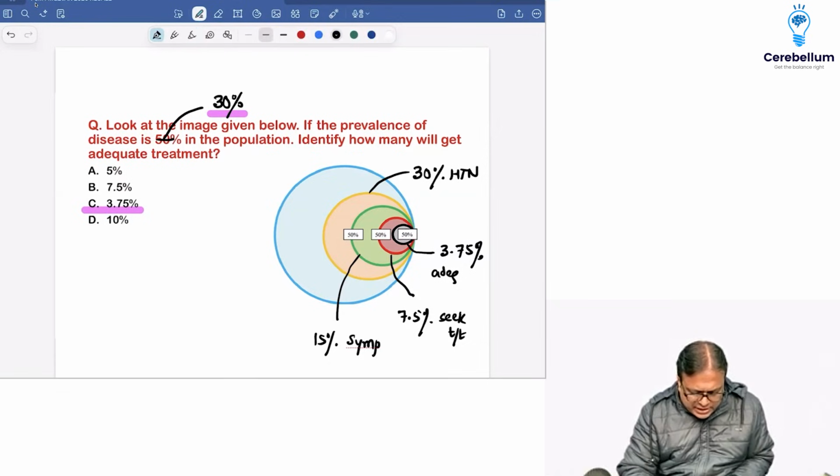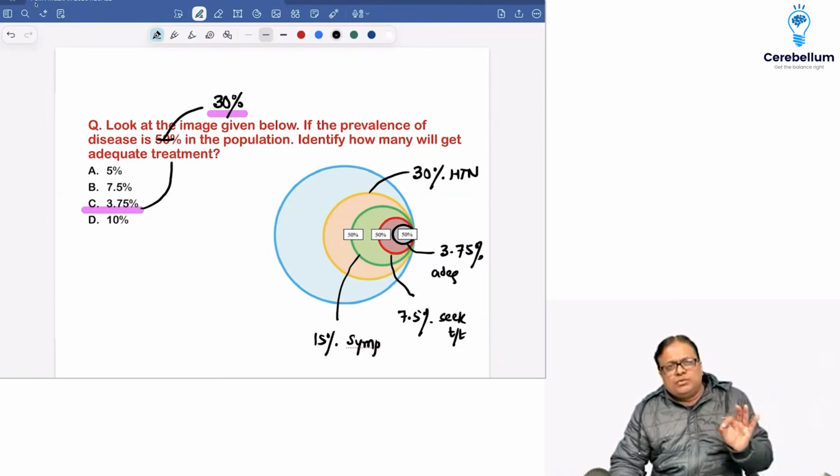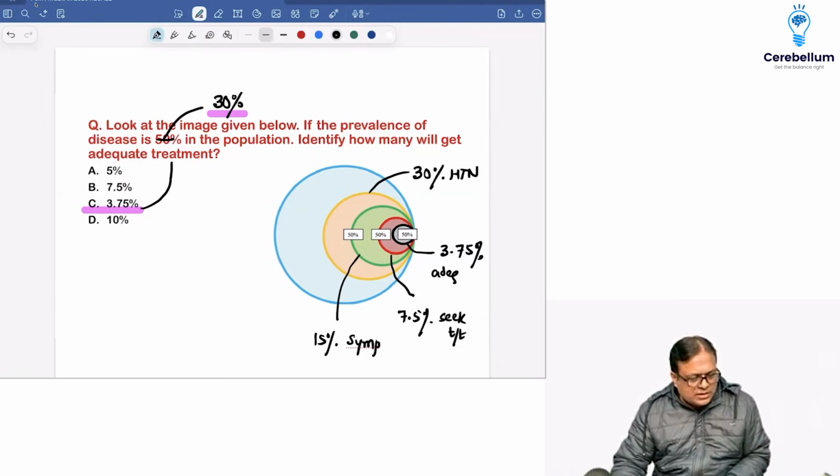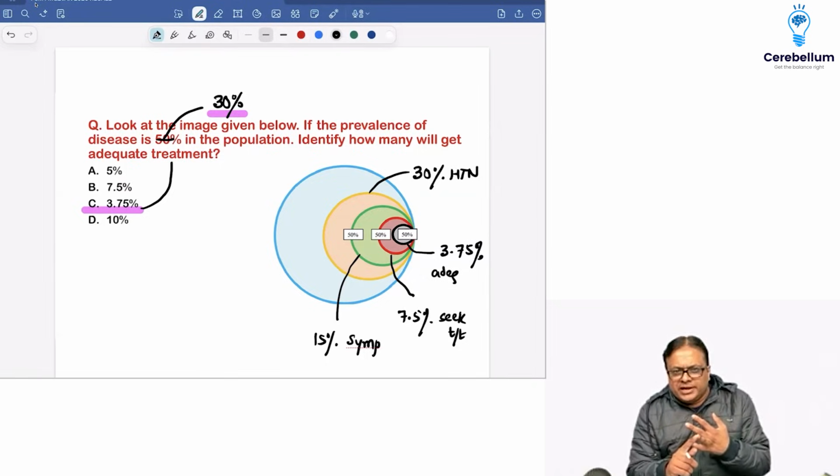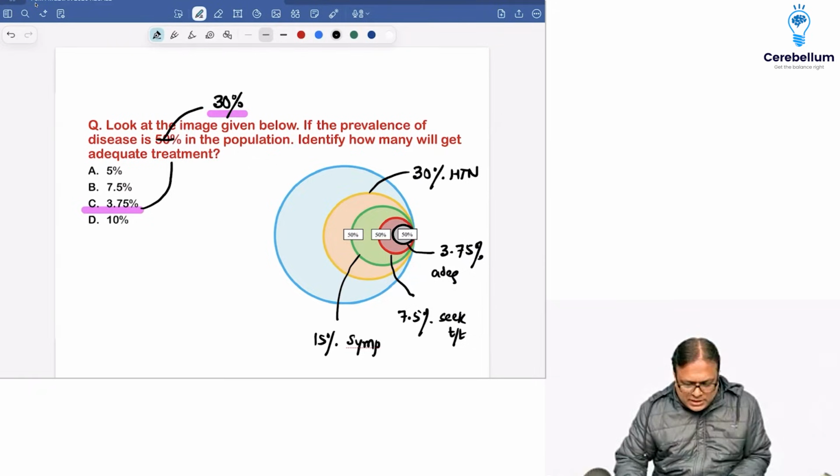3.75% will get adequate treatment. Innermost circle. Even if it was not so simple, they will have to mention that 15% get symptoms, 7.5% seek treatment, and 3.75% get adequate treatment. Any one of these three will become the correct answer.